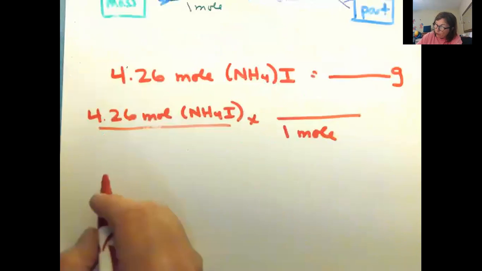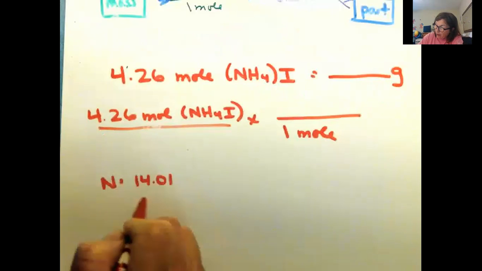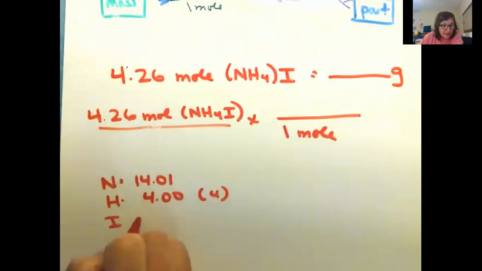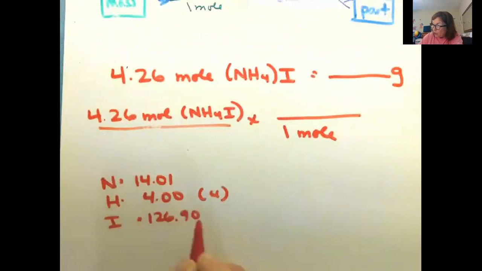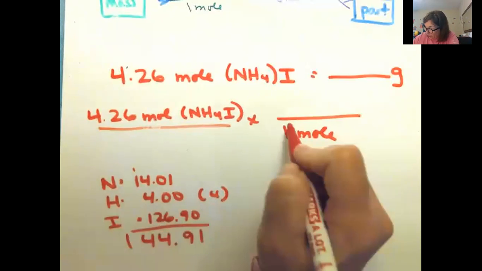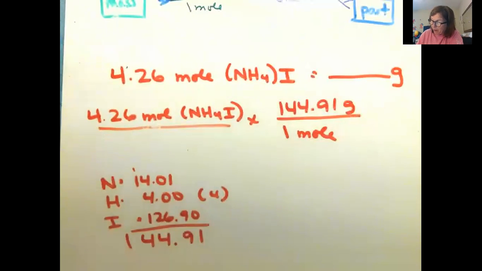So I have to add all this up. So nitrogen is 14.01 grams. Hydrogen is going to be 4.00 grams because there's 4 of them. And iodine is a really big number, 126.90. So when I add all these together, I get 144.91 grams. Check my math here. 126.90 plus 14.01. Yep, good job, Nick.